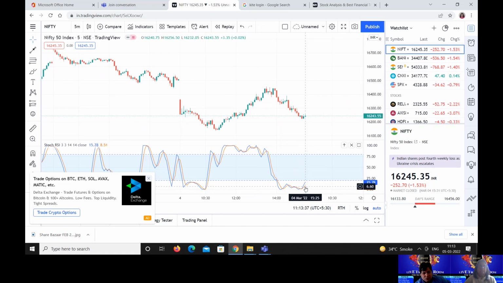Like, it's in the oversold zone. I'm getting the pattern formation here. I'm seeing supports are here at the 16,200 part. It has taken support and it has bounced, so I'll definitely take up a trade here.